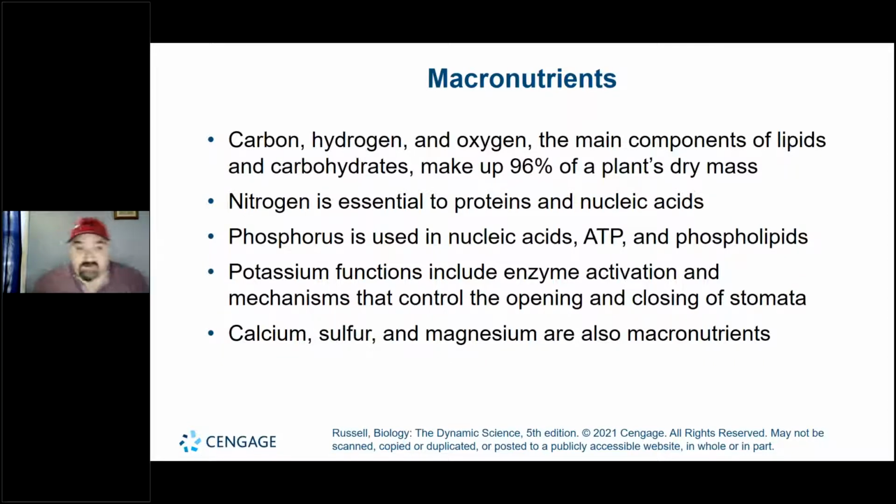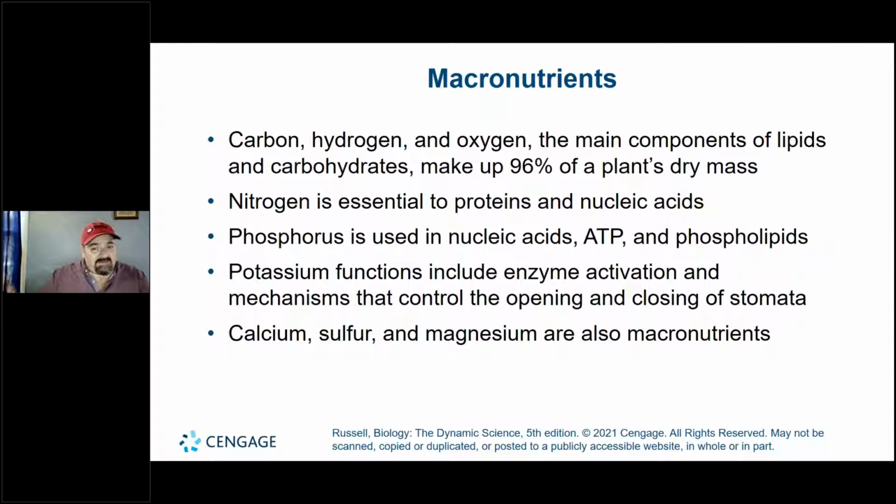So the macronutrients, right? So carbon, hydrogen, oxygen, the main components of lipids and carbohydrates, right? And these carbon chains, comprising the fats and carbohydrates, make up 96% of the plant's dry mass, okay? Nitrogen, essential for proteins and nucleic acids, okay? And nitrogenous wastes, so when you think of humans, as far as in our urine and in our fecal material, they're present as far as protein metabolism, okay?